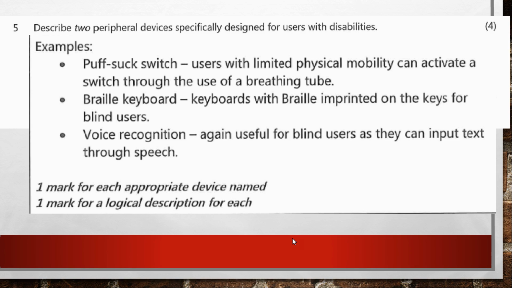A braille keyboard, if you've ever seen a braille keyboard, is something that's externally plugged in to help blind people to type. Puff and suck switch: if you're severely disabled with physical mobility issues, you can activate a switch and control commands through breathing, so it's called a puff suck switch.